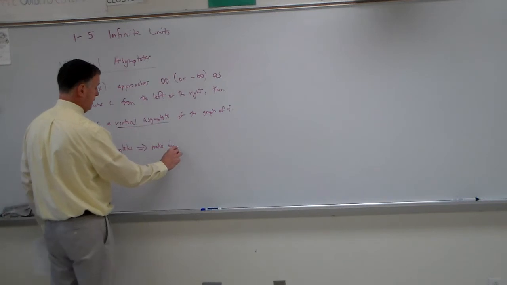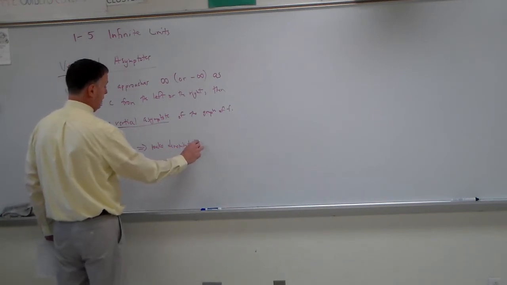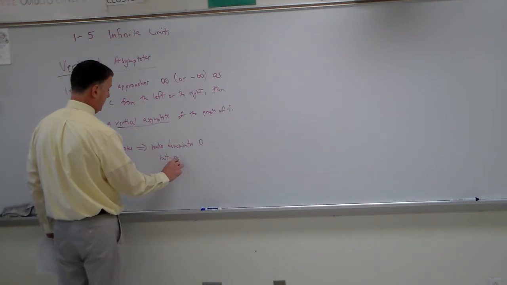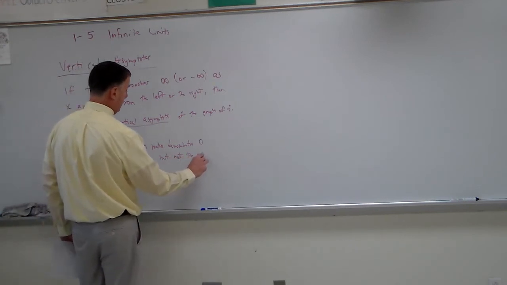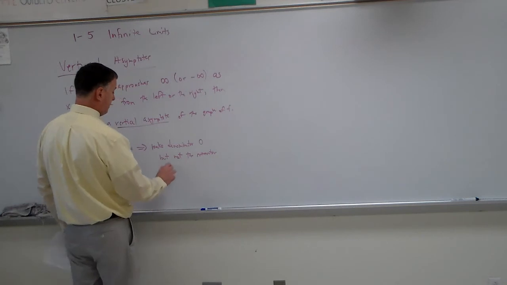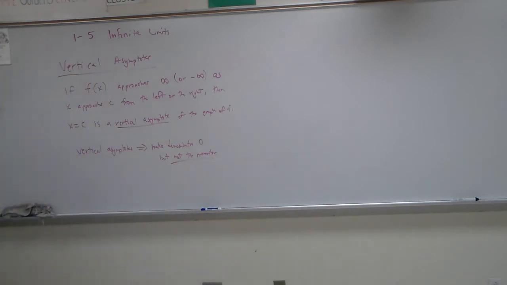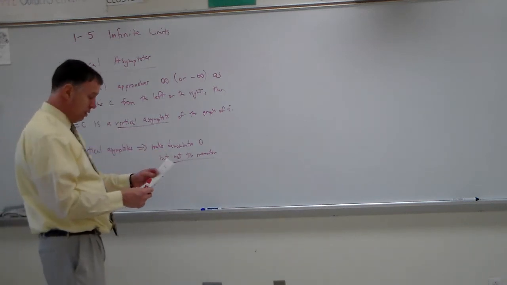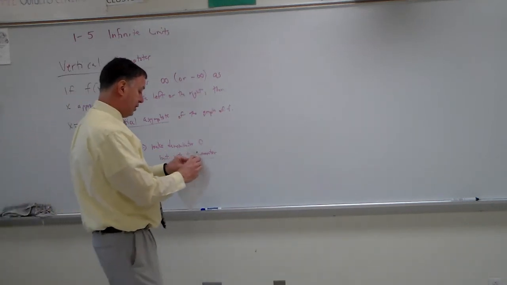Make the denominator 0, but not the numerator. So it's not just make the denominator 0, because if it also makes the numerator 0, then it's not a vertical asymptote. A vertical asymptote is one that only makes the denominator 0. So, let me give you some problems to look at.